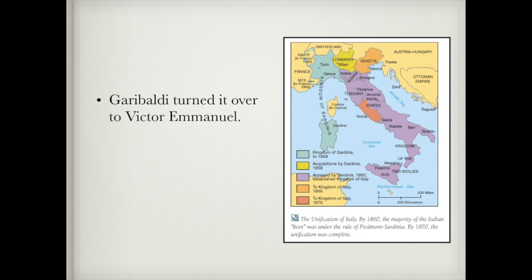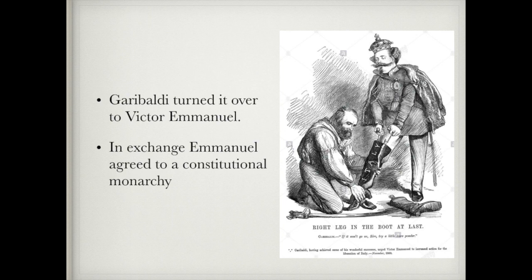Victor Emmanuel wants a monarchy with himself as king. Garibaldi wants a republic with himself as ruler. So eventually, to see this dream come to fruition, Garibaldi is going to hand over the power from the south to Victor Emmanuel in exchange for a constitutional monarchy. So Garibaldi doesn't get his dream of a republic, but there is a constitution as well as a monarch. So they both settle for a constitutional monarchy with Victor Emmanuel as the first king of a united Italy.